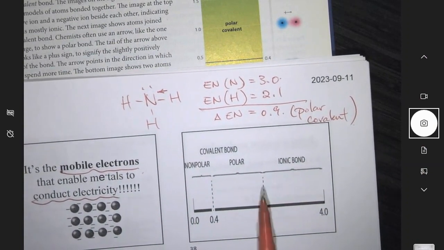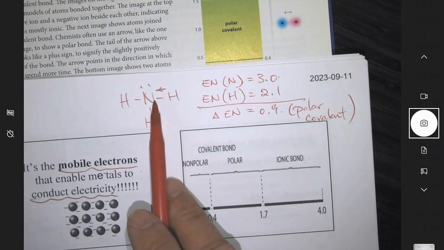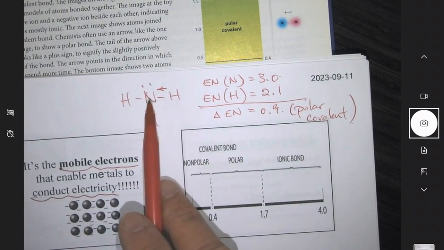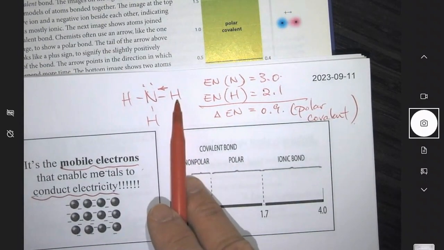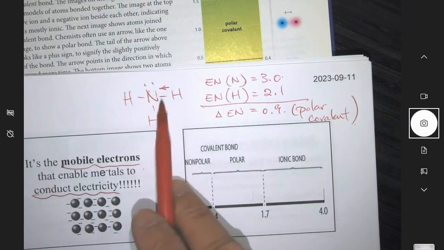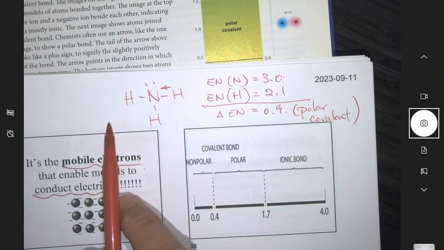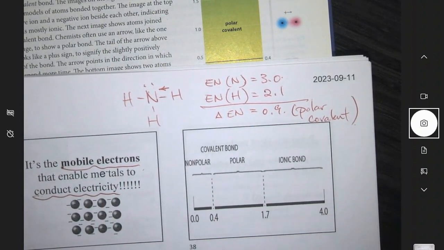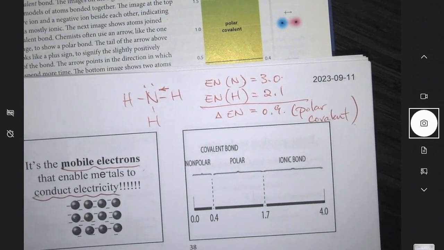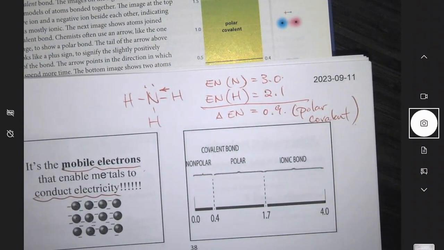Now, do keep in mind, this calculation is only between one atom with another atom. It's not in consideration of all three. Are we good so far?